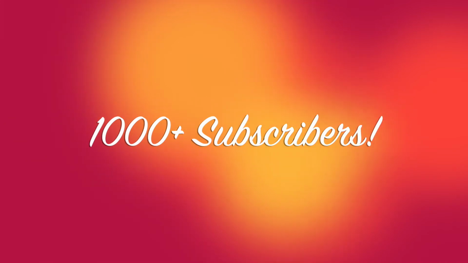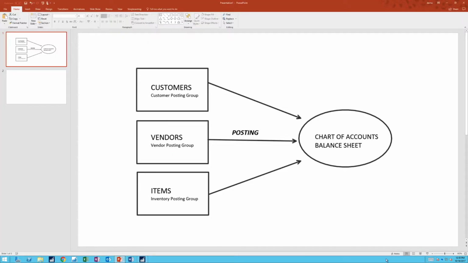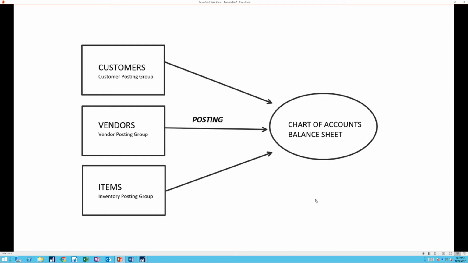But today, what I want to get into is posting groups and explaining that. And that's a complicated topic. It has to do with how we connect the transactions or posting of transactions to the chart of accounts. And today I want to go into three entities in particular, which is the vendor, customer, and item. So I'm going to actually throw up a slide here. First time for everything.